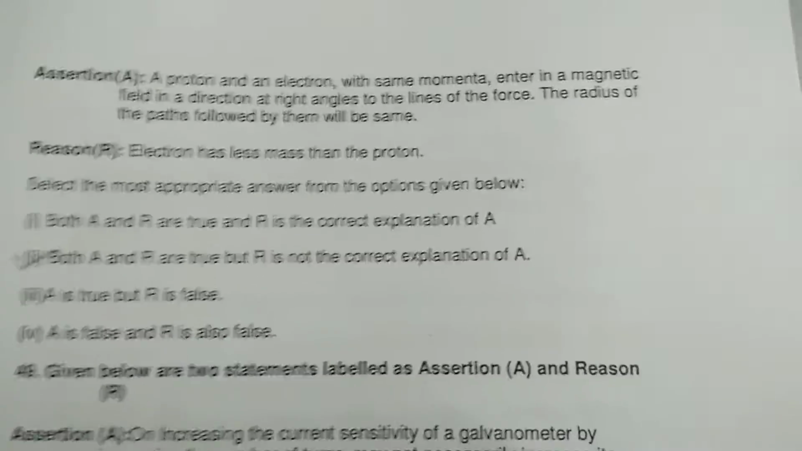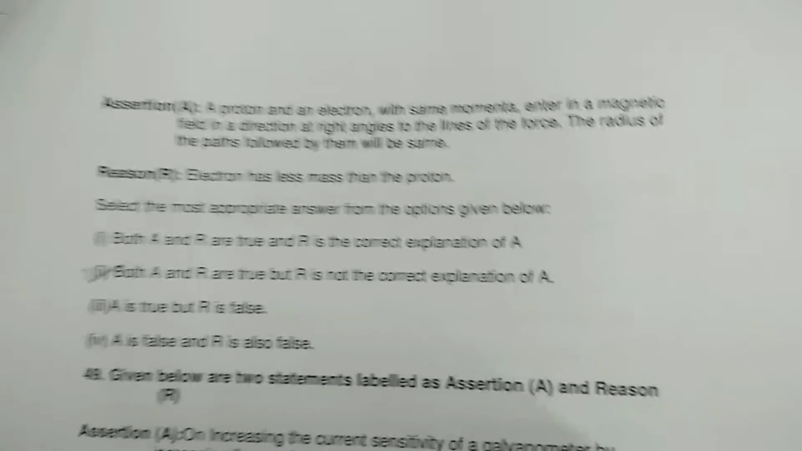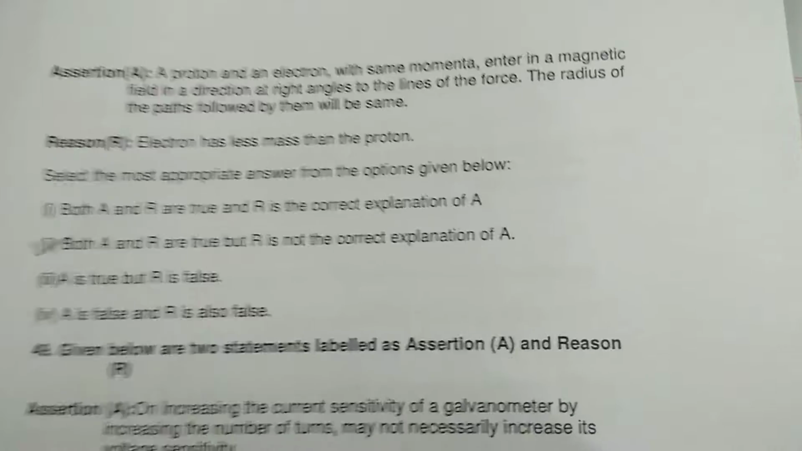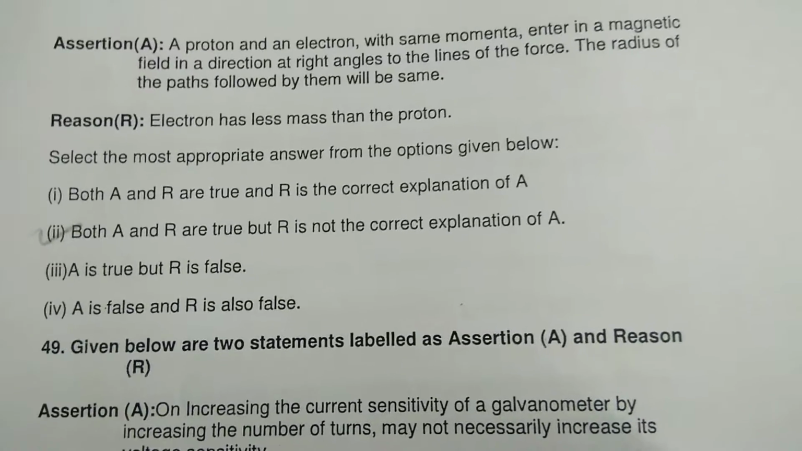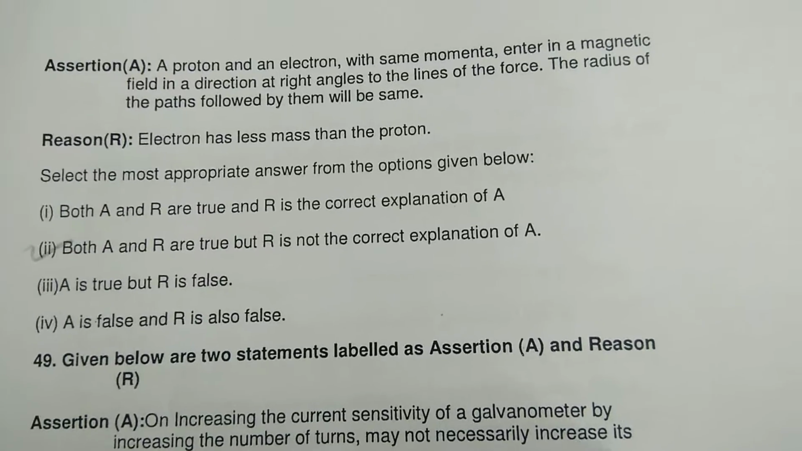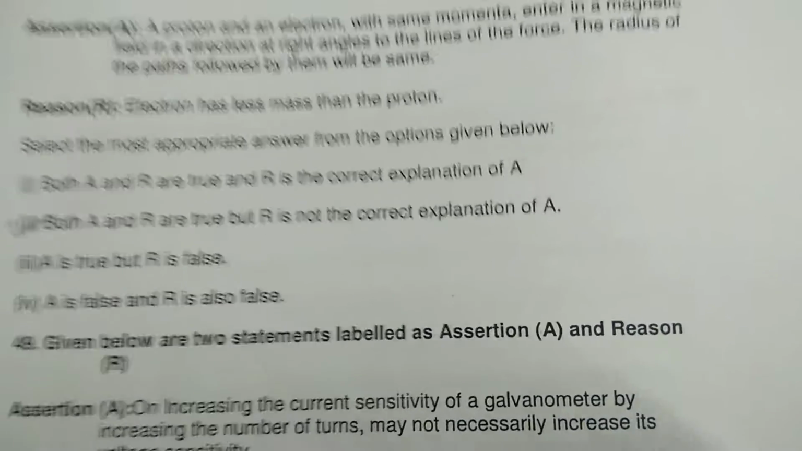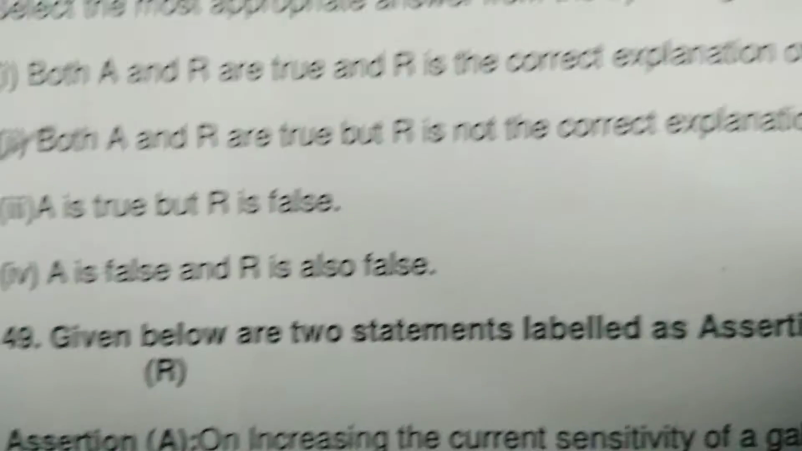Reason they have given: electron has less mass than proton. Now this is also a true statement. Electron has less mass than proton. True statement. But is this the reason? The reason is that the momenta of them are same. Electron has less mass than proton, that is not the reason that the radius will be the same. So both A and R are true, but R is not the correct explanation of A. So the answer is the second option.